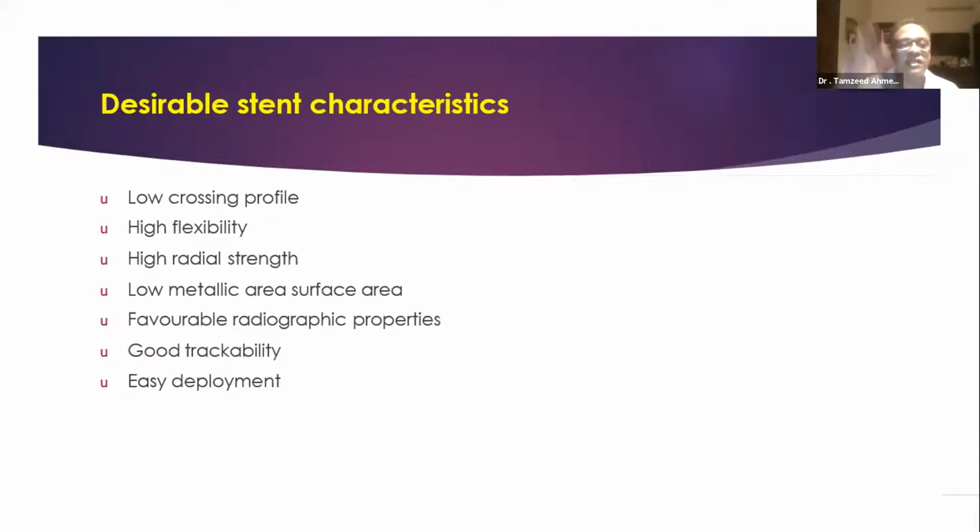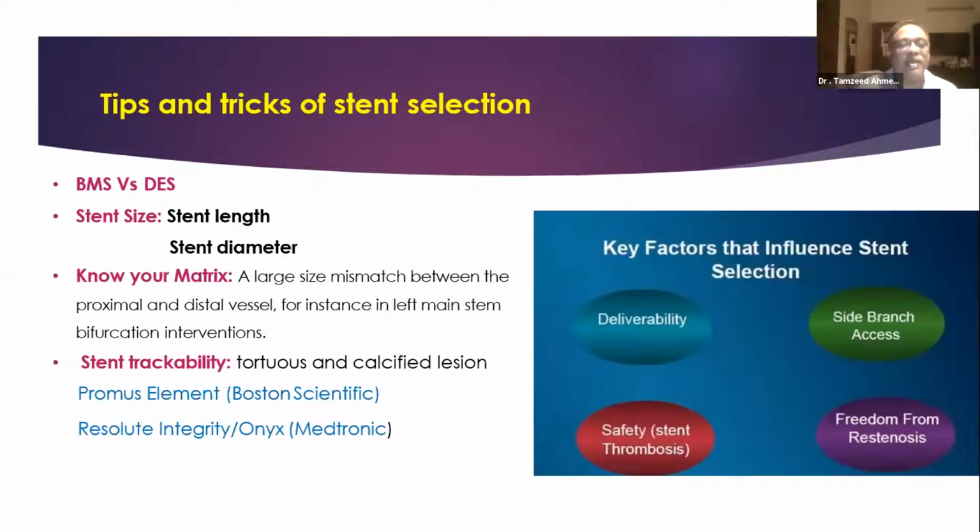Then, of course, these are the characteristics of strength we like to have: low cross profile, high flexibility, high radial strength, low metallic surface area, favorable radiographic properties on fluoroscopy, good trackability, and easy deployment. Now, choosing the stents, selection of stents. Of course, bare metal versus drug-eluting stents. There's no question about using drug-eluting stent, which is superior to bare metal stents.